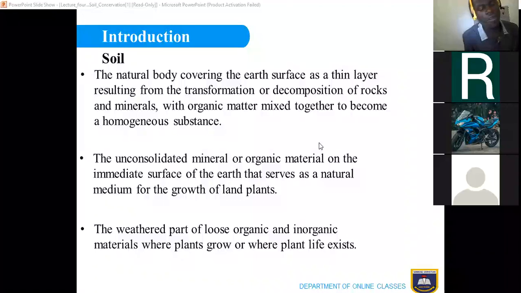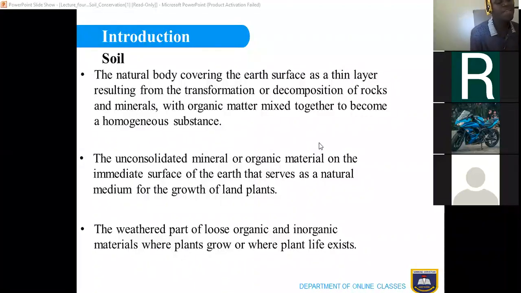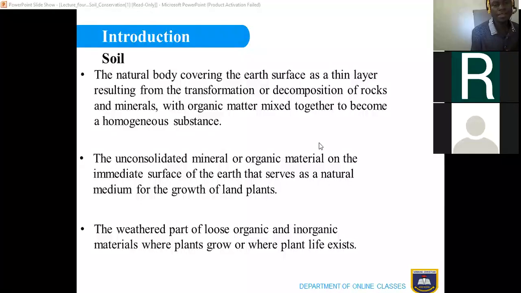Then it is also the unconsolidated mineral or organic material that is on the immediate surface of the soil and which serves as a natural medium for the growth of land plants. So unconsolidated means that it is not necessarily cemented. It is not compact, so to speak. So the mineral and organic material found on the surface of the earth are not necessarily compact, but are loose, and of course, it serves as the natural medium that allows for growth and yielding of plants.